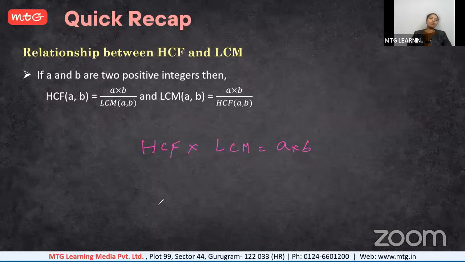How can you deduce this to find one of the missing quantities? Suppose your HCF is missing, then divide the product of the numbers by the LCM. If the LCM is missing, divide the product of the numbers by the HCF. So this is how we do this.